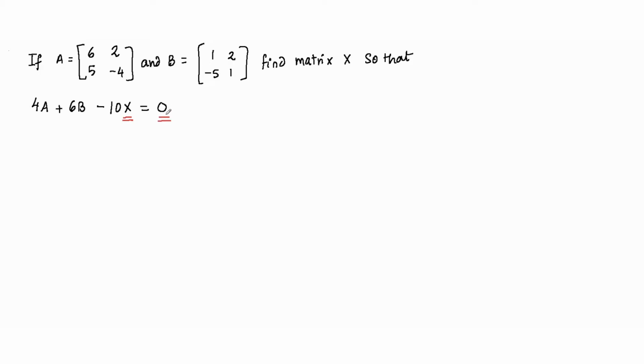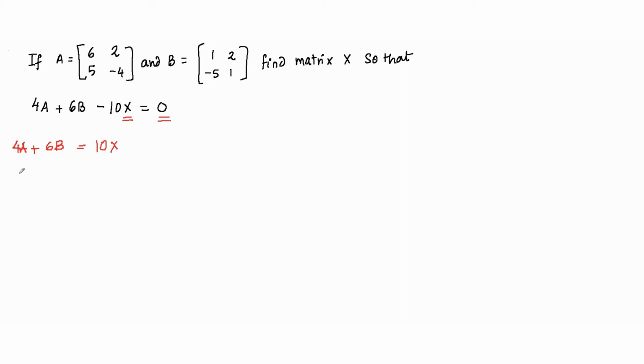So don't view this as 0. This is actually the null matrix, because when you add or subtract matrices, you always get a matrix, and therefore this is counted as a null matrix. So if I want to find the matrix X, again I will keep all the known values on one side and the unknown values on the other side. So I would say 4A plus 6 times B is equal to 10 times X.